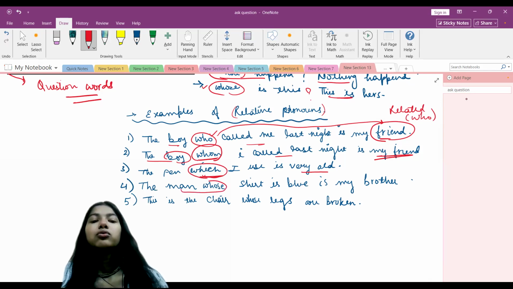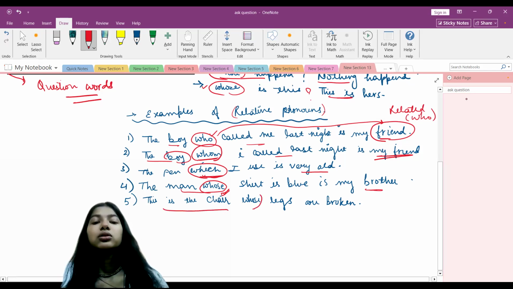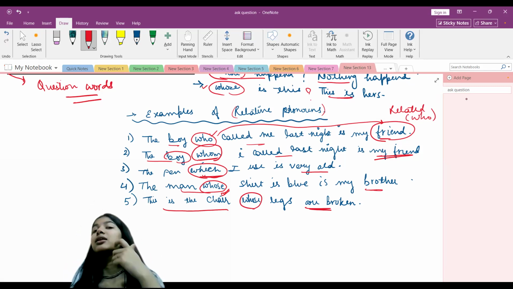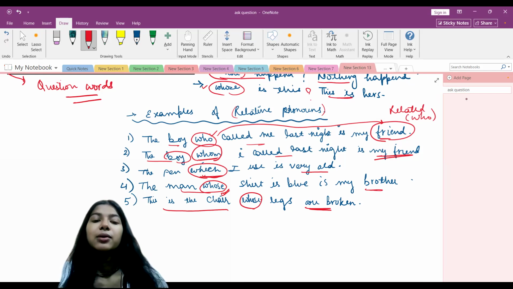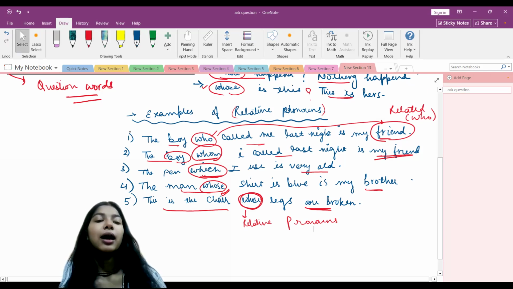The man whose shirt is blue is my brother. So again, I'm relating a person whose shirt is blue to my brother by using the relative pronoun whose. This is a chair whose legs are broken. So I'm relating a chair to its broken legs by the word whose, that is a relative pronoun.